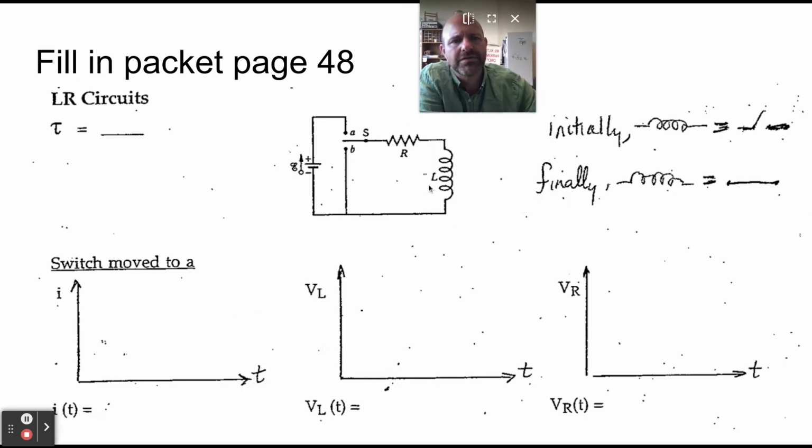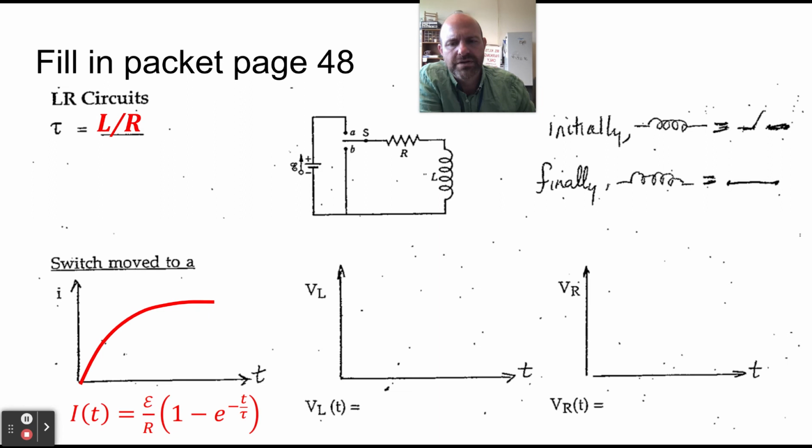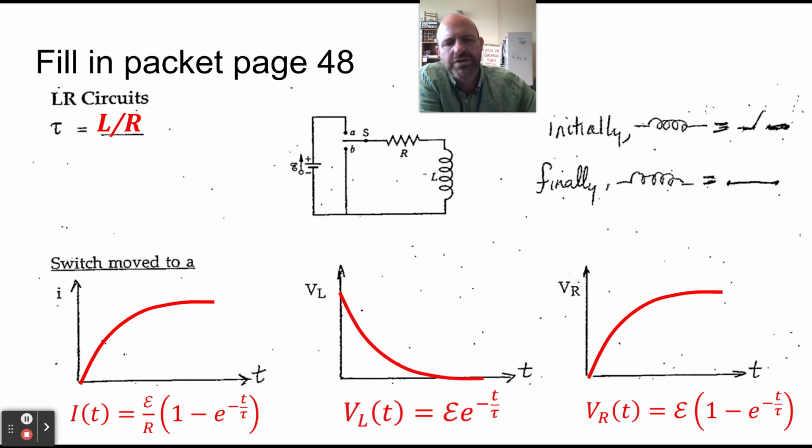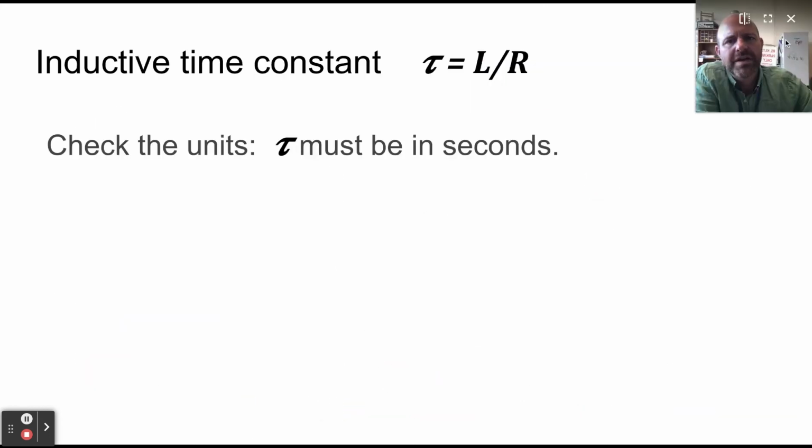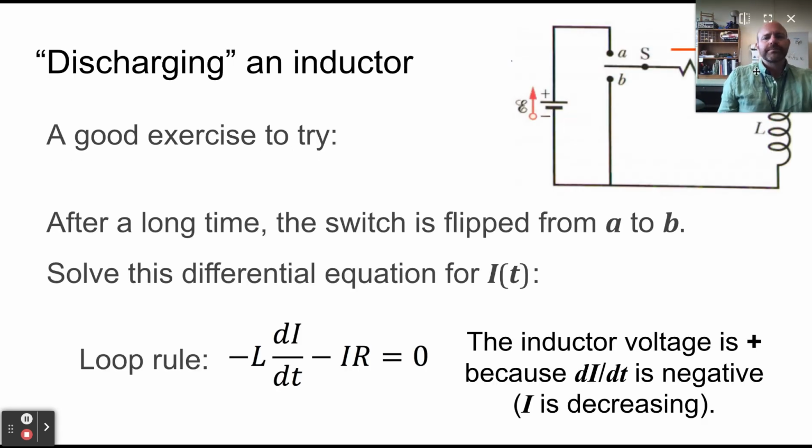So we can fill out page 48 with those things. L over R for tau. The current starts at 0 and it goes up to some value. Voltage of the resistor follows that same pattern, and the voltage across the inductor decays down. So the inductive time constant, similar to how the capacitive time constant was RC, here it's L over R, and tau must be in seconds. You can check those units.